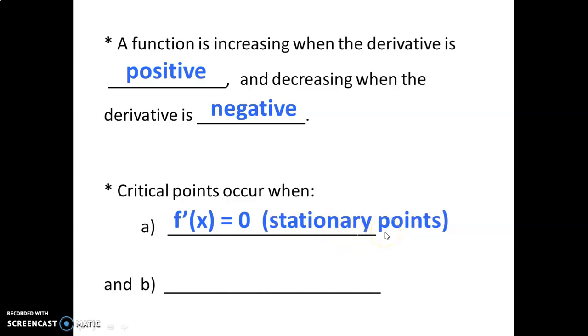There's no increase, no decrease. It's called a stationary point. But there's also another critical point. Another type of critical point occurs when the derivative is undefined. So we're going to look at an example of this right now. I'll show you what this means.